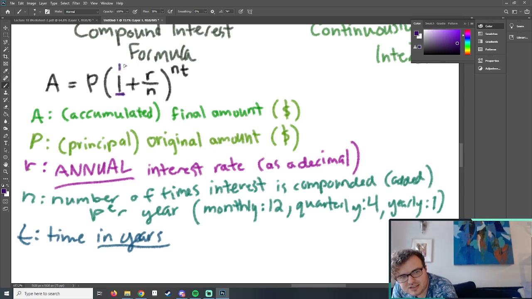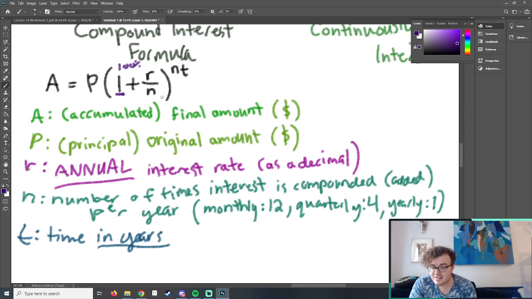The number 1 is the same as the number 100%. So R over N must be an extra bit of percent of money that you're getting added on. And in fact it is. R, remember, is the percentage of interest that you get per year, and N is the number of times that they calculate it every year. So let's say N is 4, right? So every quarter of a year, they add a little bit of interest to the account.